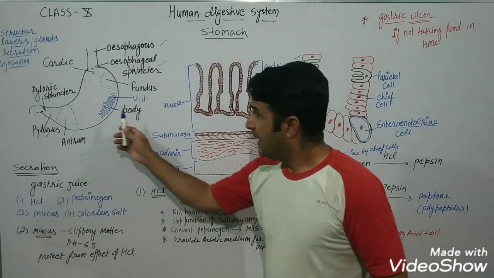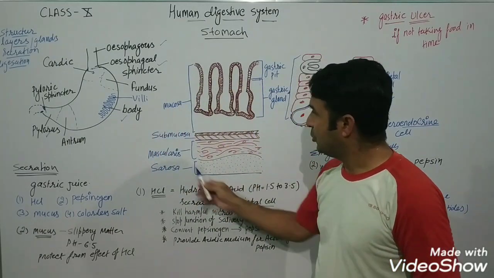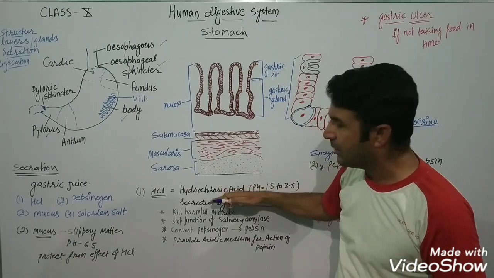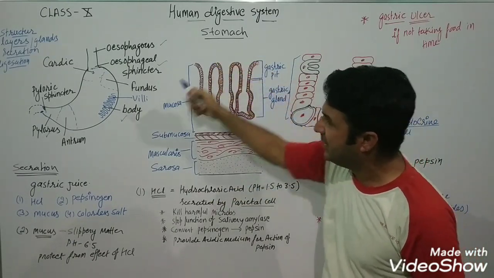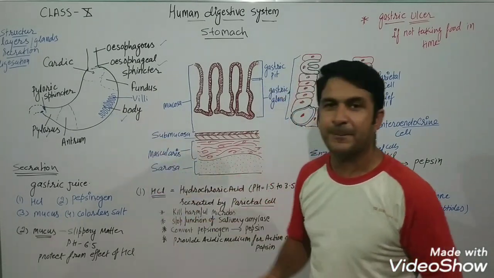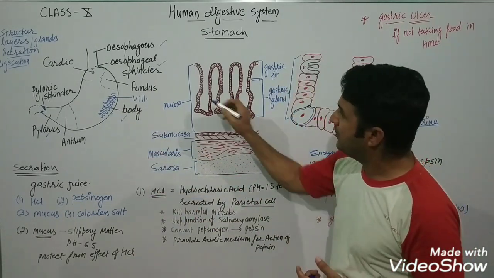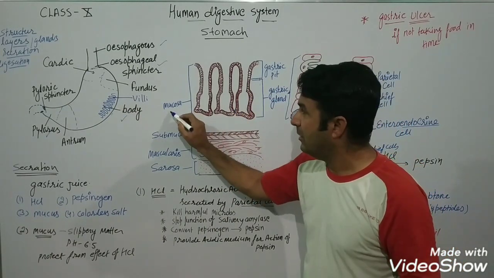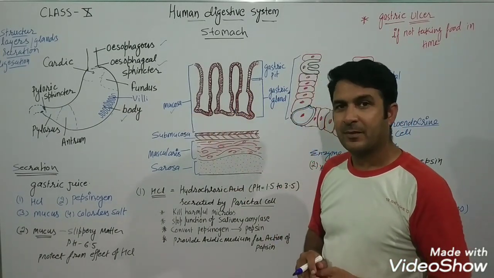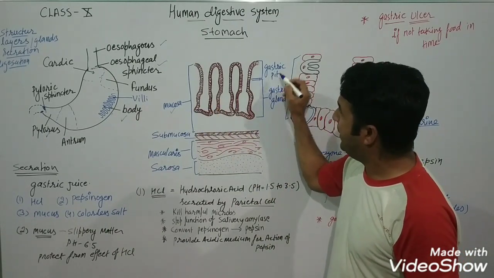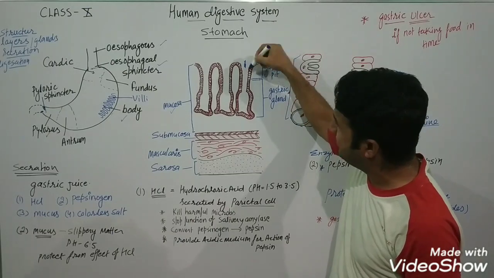Okay. Now here I will show you all the layers of the stomach from inner to outer area. This is the inner area here, and this is the outer area which you can see here. So if we are talking about the inner area, the inner layer of the stomach is called mucosa. Right? In the mucosa, you will see the gastric pit. This is the area of the gastric pit.